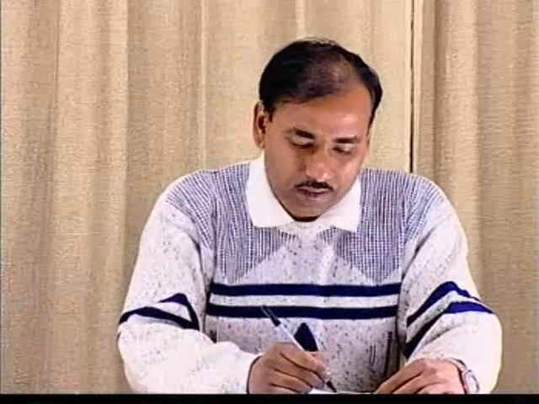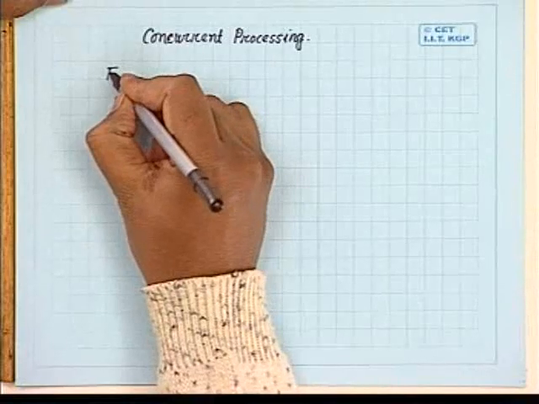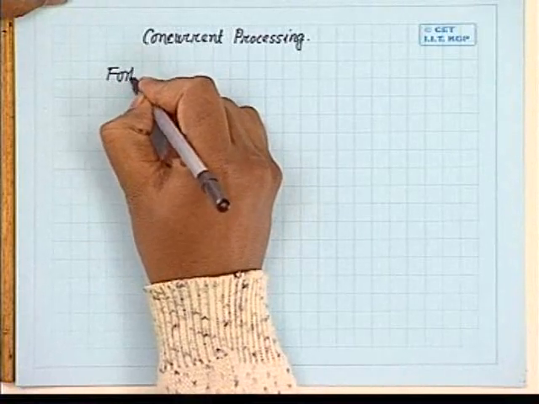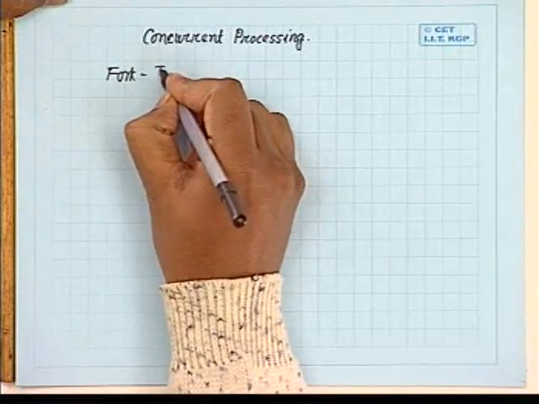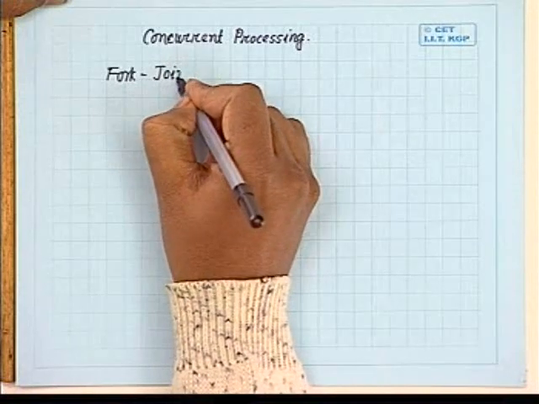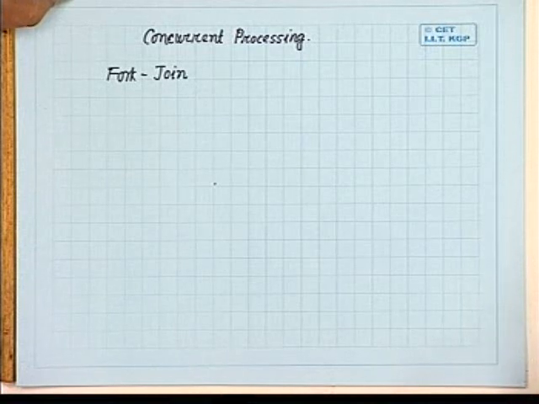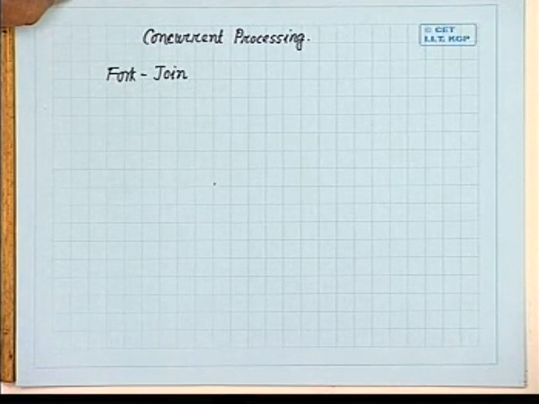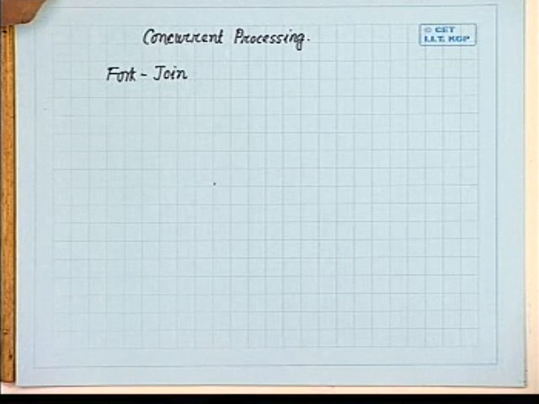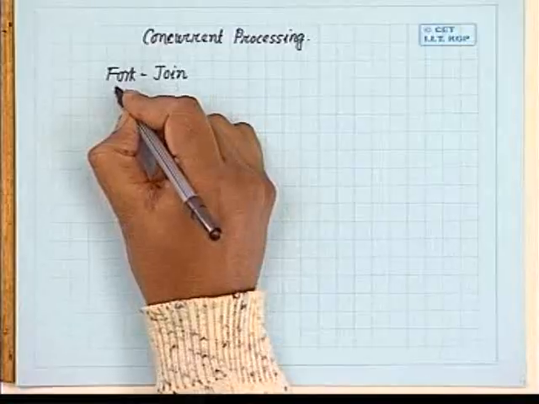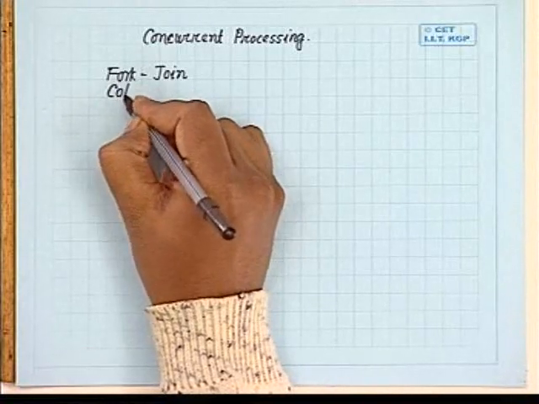Okay, so we have started our discussion on concurrent processing, and in the last class we discussed one language structure, that is the fork join structure, for expressing concurrency in a given program. Now there is another language construct which can also be used for writing concurrent programs, which is called the co-begin, co-end construct.